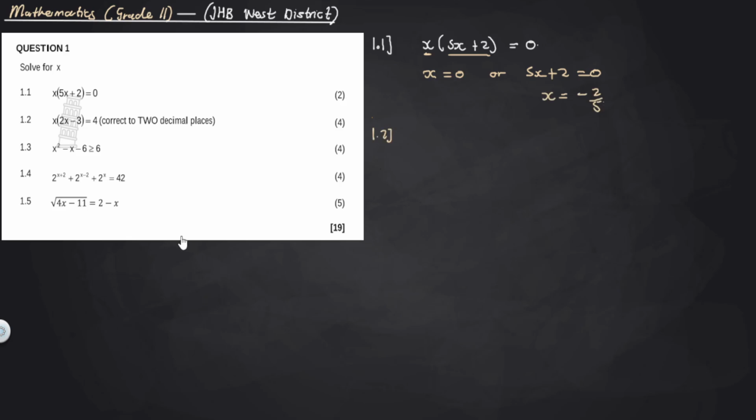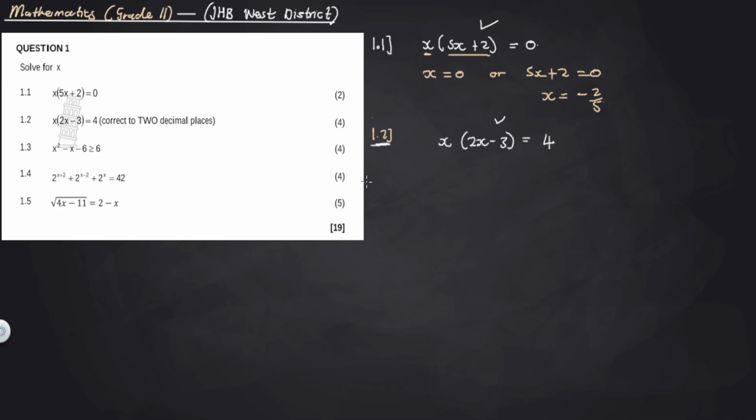1.2. x(2x minus 3) equal to 4, correct to 2 decimal places. This is a quadratic equation, just like the above case. This one is also a quadratic equation. Now, I like 1.2 because it's going to be a teaching moment when compared to 1.1.